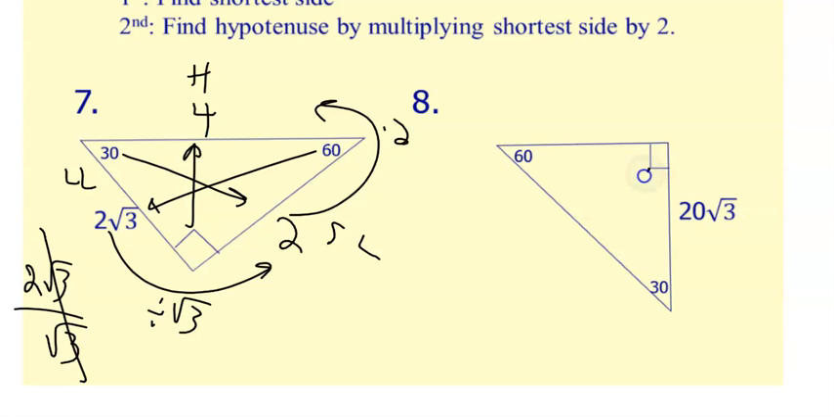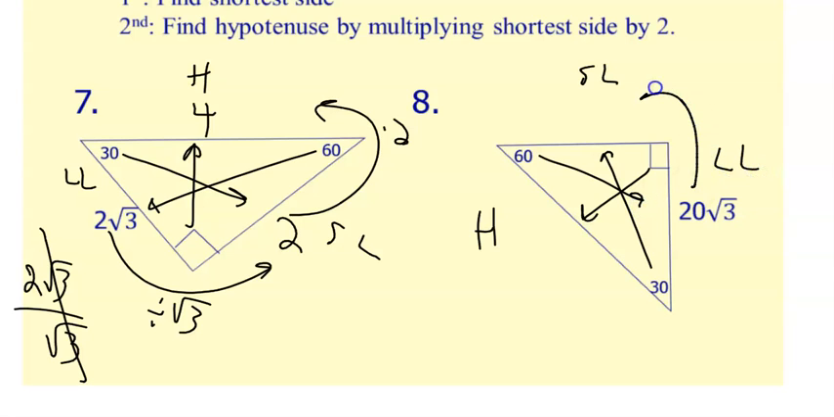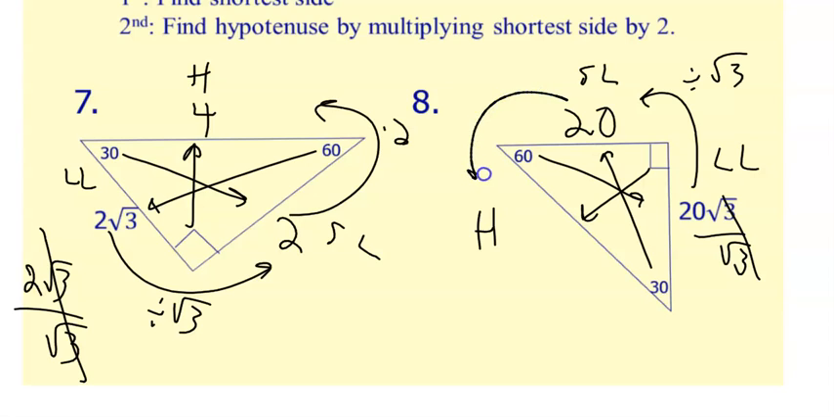Okay? Next one. And hit pause if you need to. Remember, always hit pause if you need to. Hypotenuse, short leg, long leg. So we're going from the long leg to the short leg, so we're going to divide by radical 3. You can just see it right here. That makes this 20. And then going from here to here, we just double it to get 40.